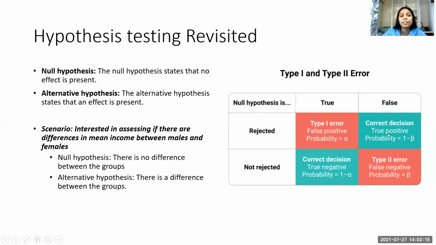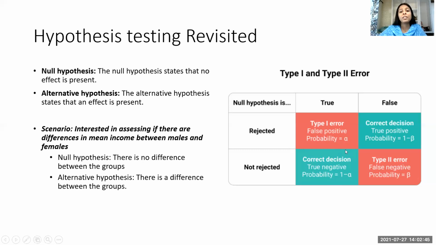The other two cases in the quadrant are the correct decisions, because whenever the null hypothesis is false in the real scenario and we're also rejecting it, that is a correct decision. We have to reject it because it is false. And the other scenario is when the null hypothesis is true, but it is not rejected. Since it is true, we cannot reject the null hypothesis. So again, it is a correct decision.